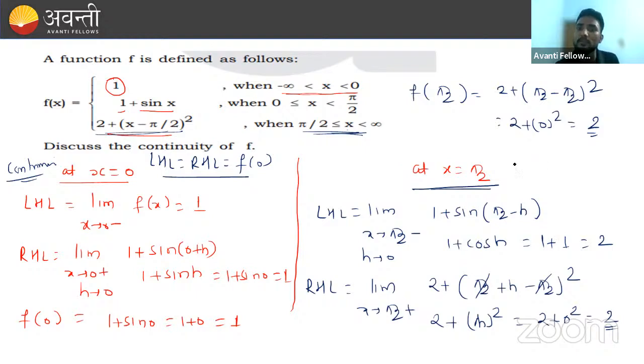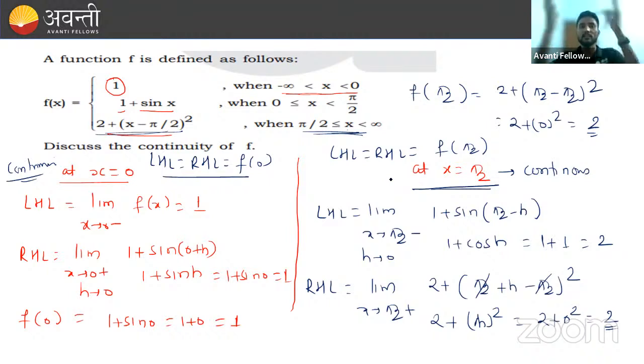So again it is 2 plus 0 whole square, it is 2 only. So again here you can see it is continuous, because LHL is equal to RHL is equal to f of pi by 2. Okay, so there were chances that at these 2 points it could be discontinuous, but after finding the LHL and RHL values we found that it is continuous at both points. So now we can simply say that from minus infinity to infinity this whole function is continuous.